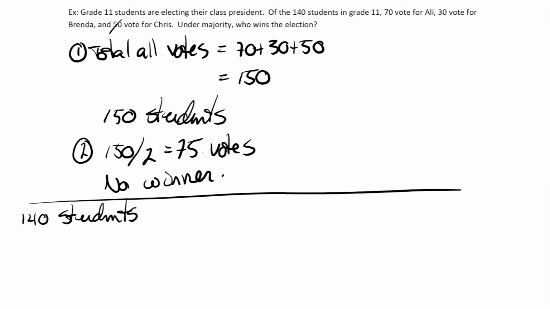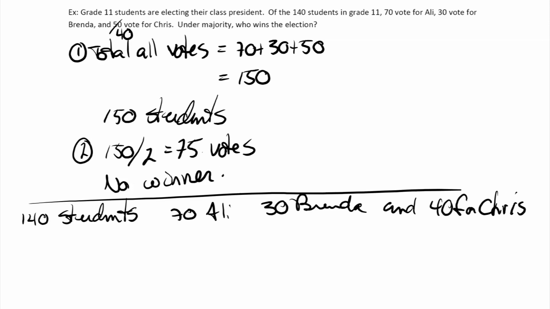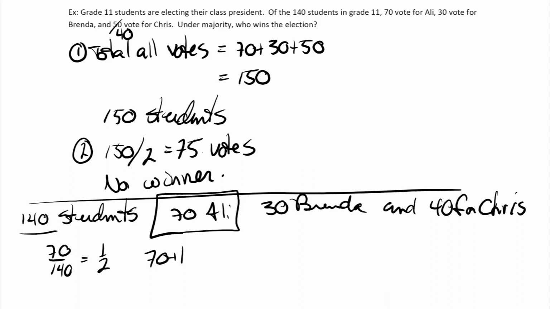assume that Chris only got 40 votes, that would leave us then with 70 votes for Allie, 30 for Brenda, and 40 for Chris. However, even with that change, Allie has 70 votes out of 140, but that's exactly 1/2. To be declared a winner, you need to have more than half the votes, so you would have to have 70 plus 1, or 71 votes. So in this case, even with 140 students, there would still be no winner.